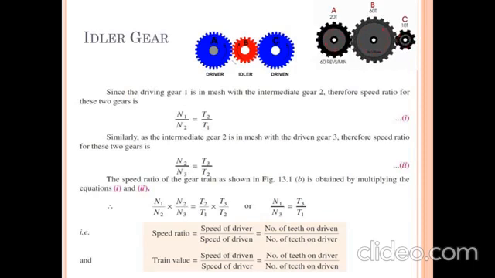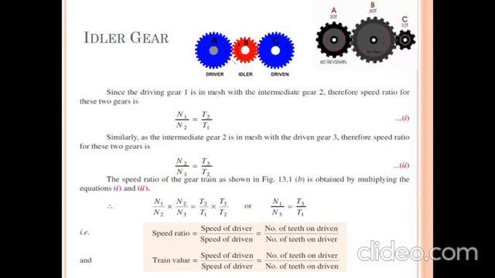Now let us discuss that idler gear. A little consideration will show that the second method, that is using idler gears, is more convenient and economical. Now it may be noted that when the number of intermediate gears is odd, the motion of both the gears, that is driver and driven, is the same.